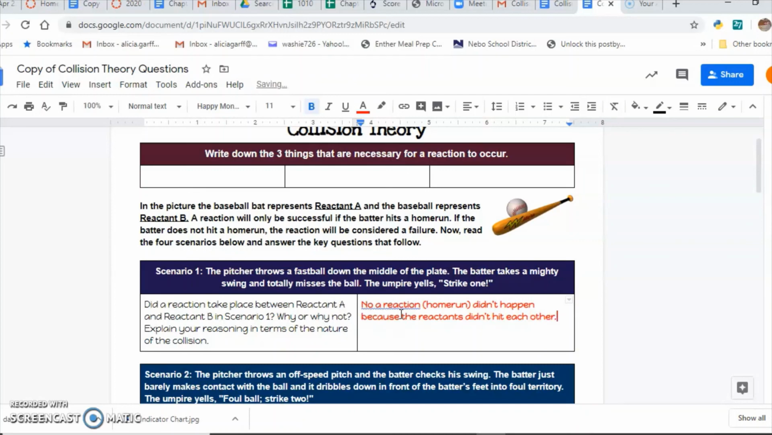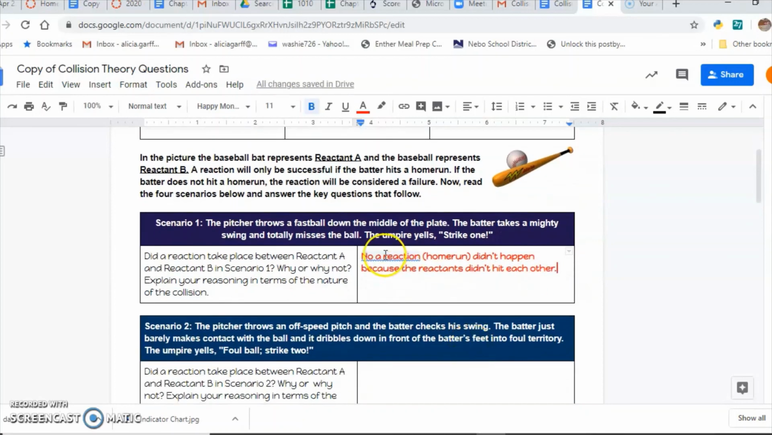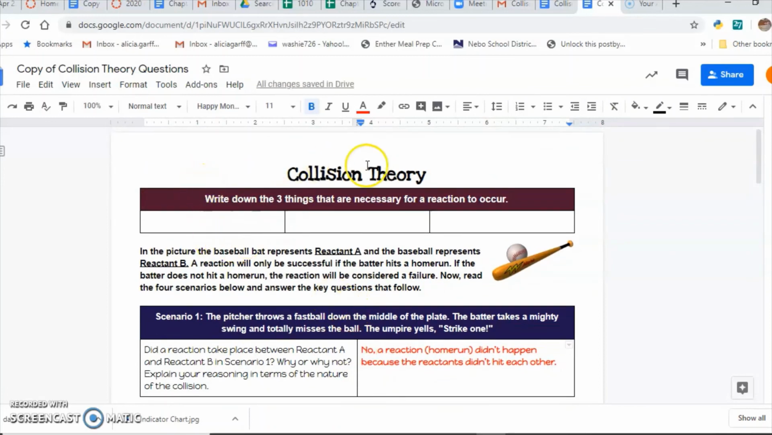Okay, and then there's a couple more scenarios. So you have to say whether or not a reaction happened. So remember, for a reaction to happen, you have to have all 3 of these things that you'll write up here. If you have any other questions, let me know. But that's how you do this homework.